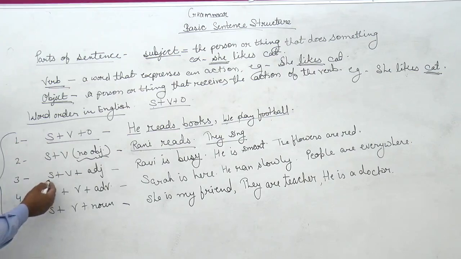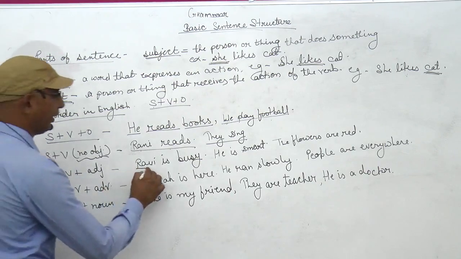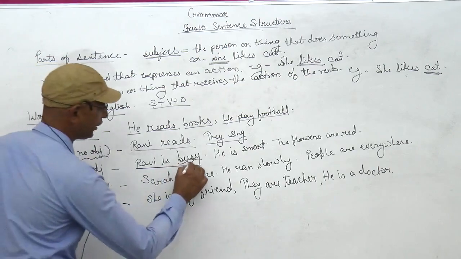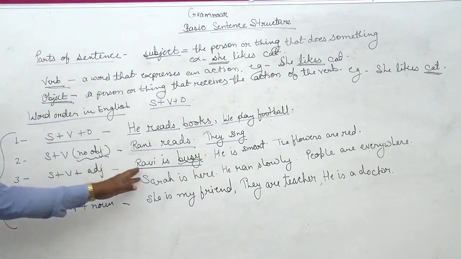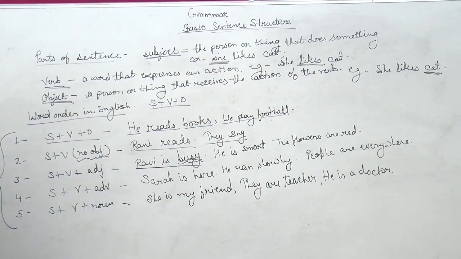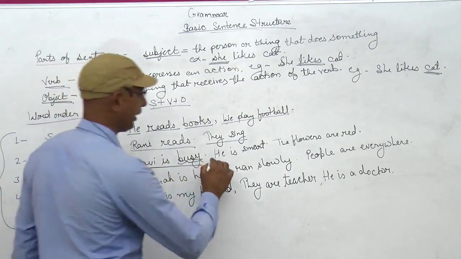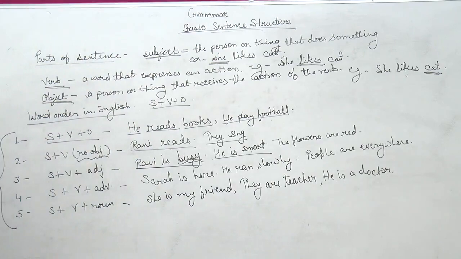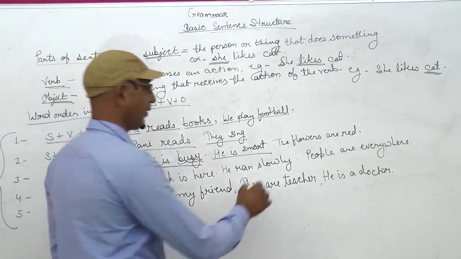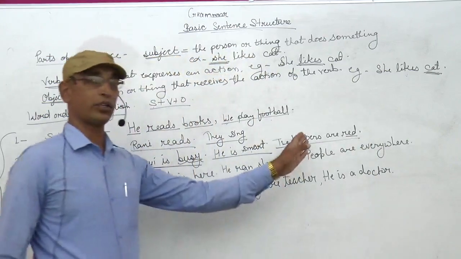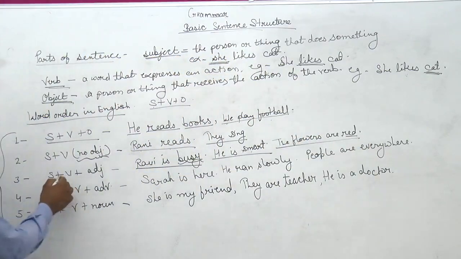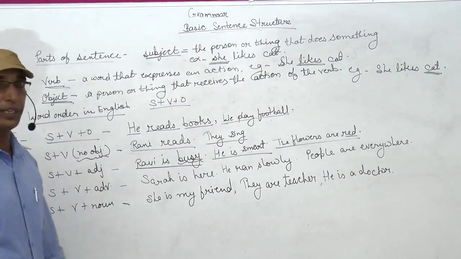Another structure is subject, then verb, then adjective. As we know, what do we mean by adjective? An adjective is a word that describes a noun. Ravi is busy. Here the word busy is describing the subject, Ravi. So the structure is subject, then verb, then adjective. Second example, he is smart. Here the word smart is describing he. The flowers are red. Here the word red is describing the flowers. So the structure is subject, then verb, then adjective.